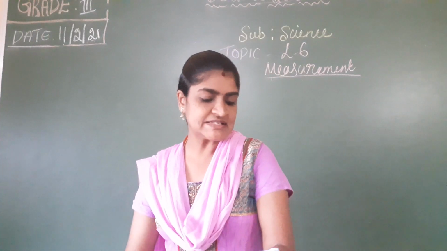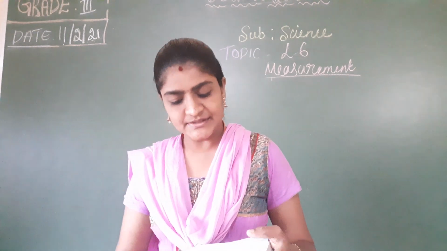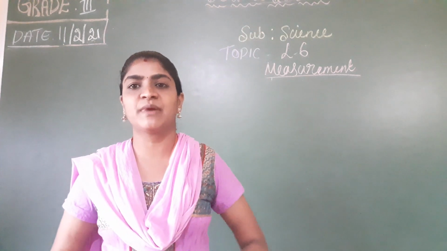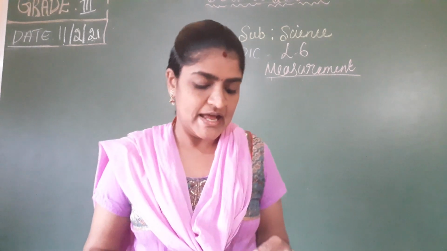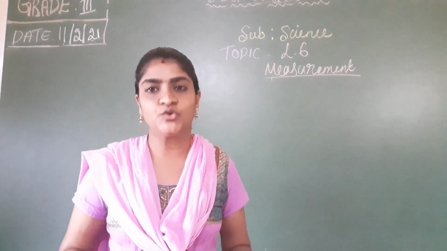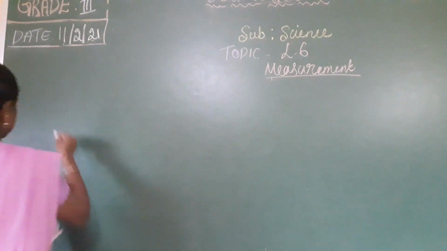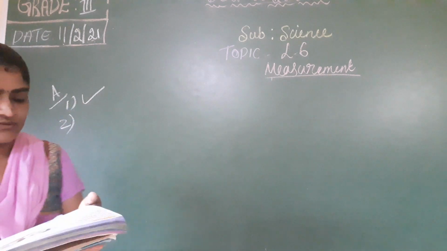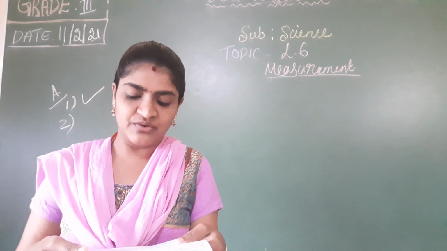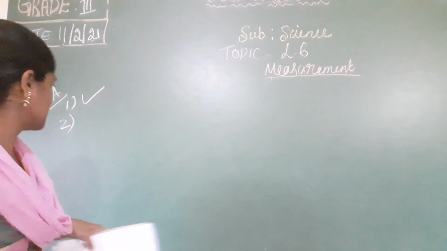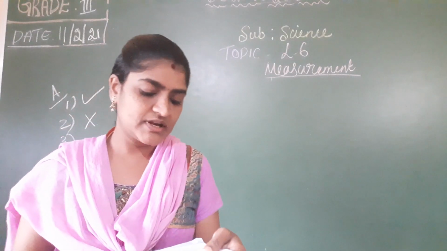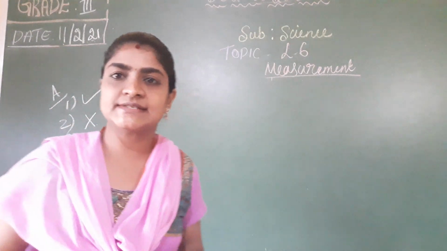First, put a tick against the correct and a cross against the wrong statement. First we have to read the statement, and based on that, identify whether the statement is true or false. The first one: length is the shortest distance between two points. Yes, this statement is true, so you put a tick mark next to one. The second one: milligram is used to measure very large length. No, the meter is used to measure large length. Next one: the gap between two events is called time.